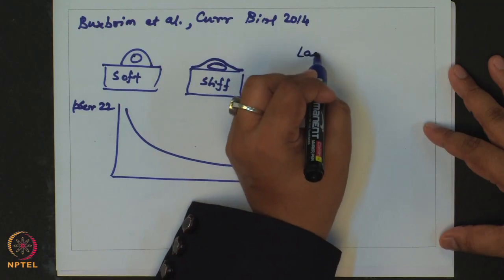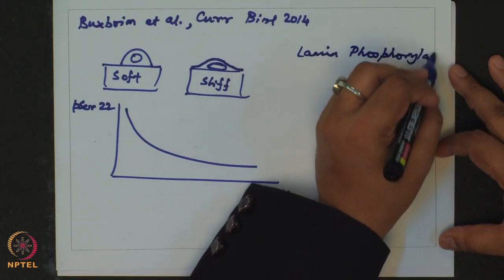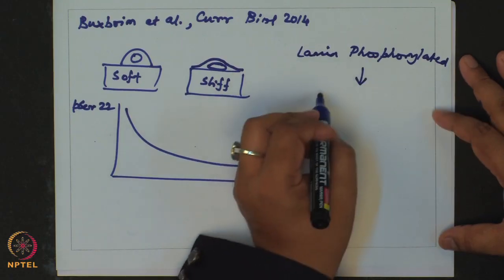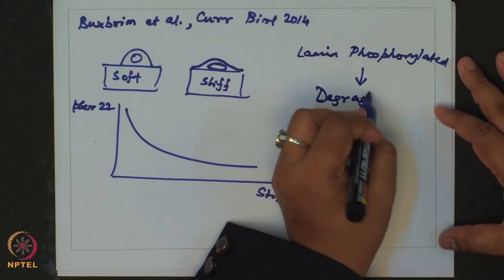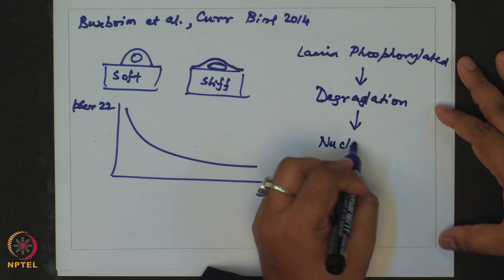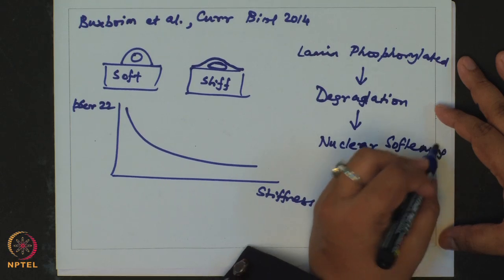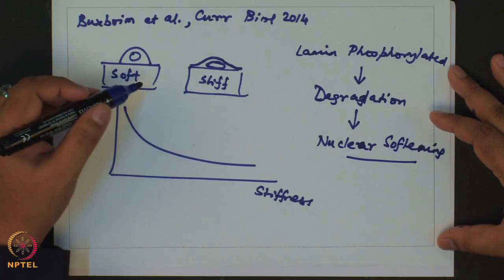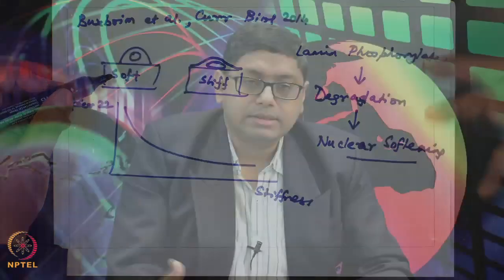When lamin gets phosphorylated, it leads to degradation, and degradation would lead to effective nuclear softening. So, this is one of the mechanisms by which, depending on a soft or a stiff substrate, the extent of phosphorylation changes, and as a consequence the nuclear stiffness can also change.